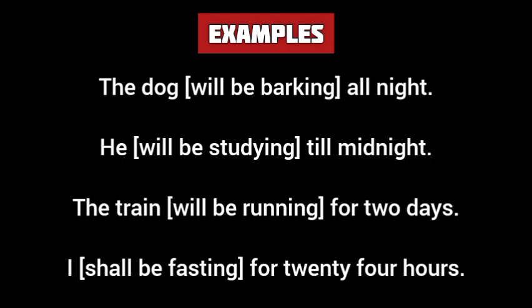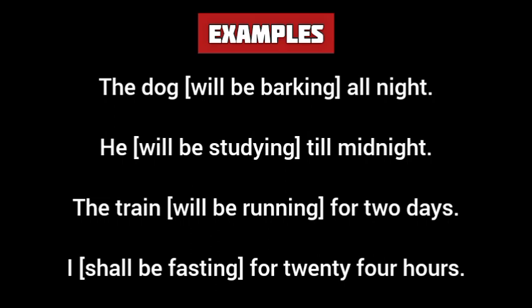for a period of time till midnight. And then the train will be running for 2 days. Here the verb will be running is in future continuous tense. Will be and the ing form of the verb run. It shows that the train will continue to run for 2 days in future. Finally, I shall be fasting for 24 hours. Here the verb shall be fasting is also in future continuous tense. It shows that the action of fasting will be in progress for 24 hours in future.